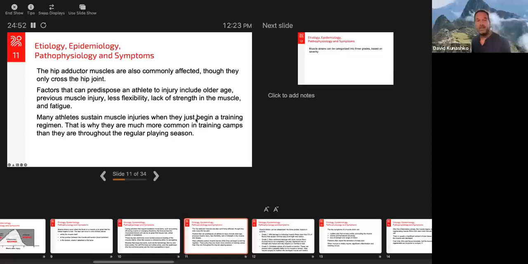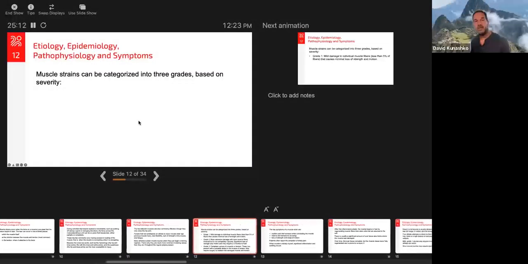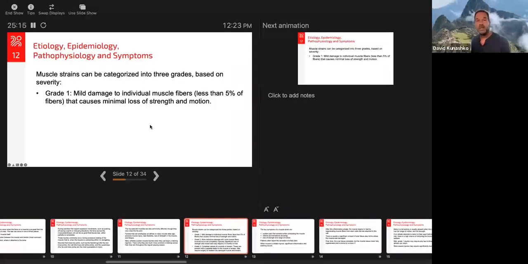Many athletes sustain these injuries when they begin their training regime. Like in training camps, whether it's NFL or NHL, or maybe you're starting to train for an event, that's when you tend to see more of these muscle injuries, because the tissue is not used to doing these activities. They can be categorized into three grades.